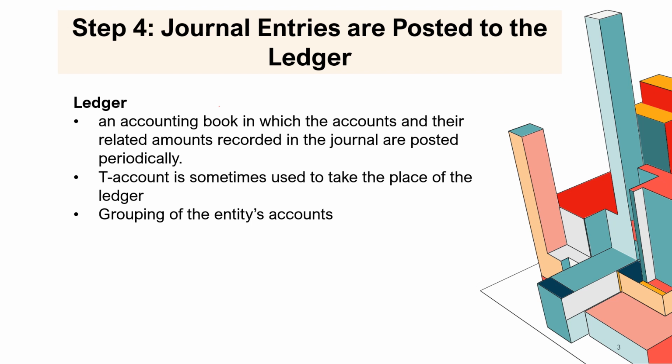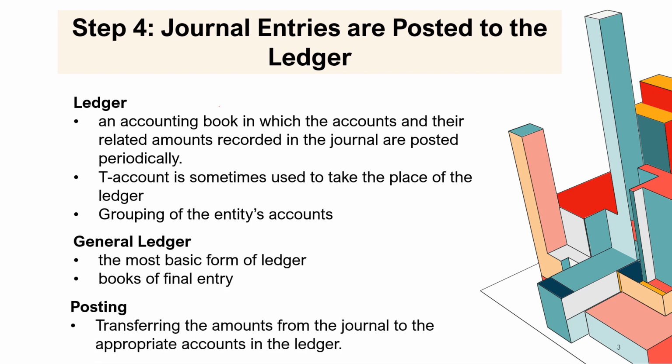And then ledger is also called the grouping of the entity's accounts. And you will also notice as we go on with our discussion that each account has its own record in the ledger. Every account in the ledger maintains the basic format of the T account but offers more information. And compared to a journal, a ledger summarizes information by account.